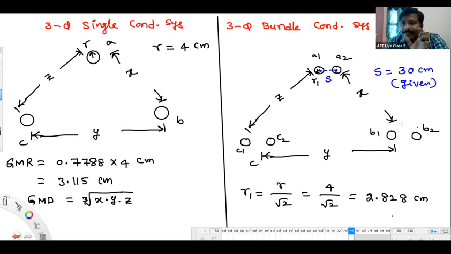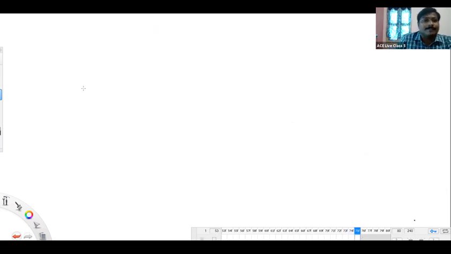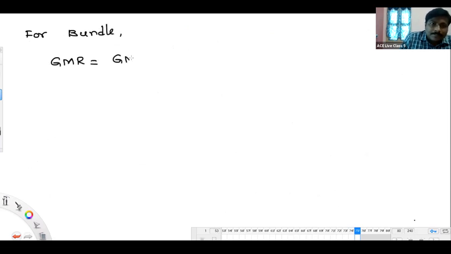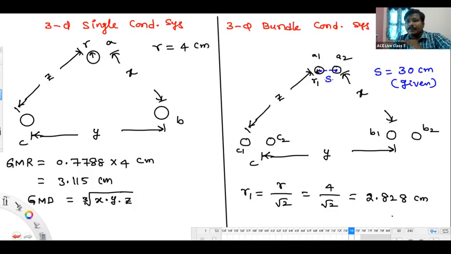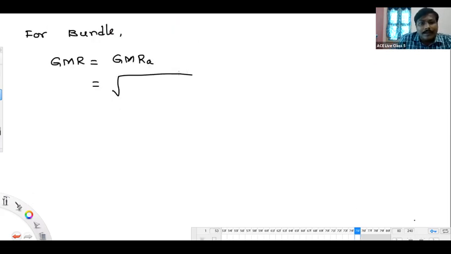Next, please tell me, what is GMR of this system? Observe, phase A, phase B, phase C, all the three are identical. GMR is nothing but GMR of phase A itself. In case of bundle, I am writing in the next slide. For bundle, GMR is nothing but the GMR of phase A. What is GMR of phase A? Just now we said, it is root of R1 dash into S. So it will be square root of 0.7788 into R1 into S value.